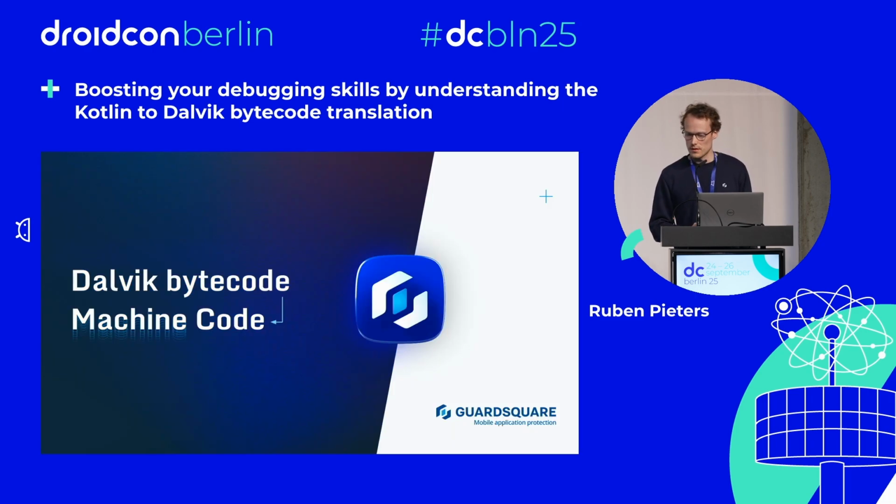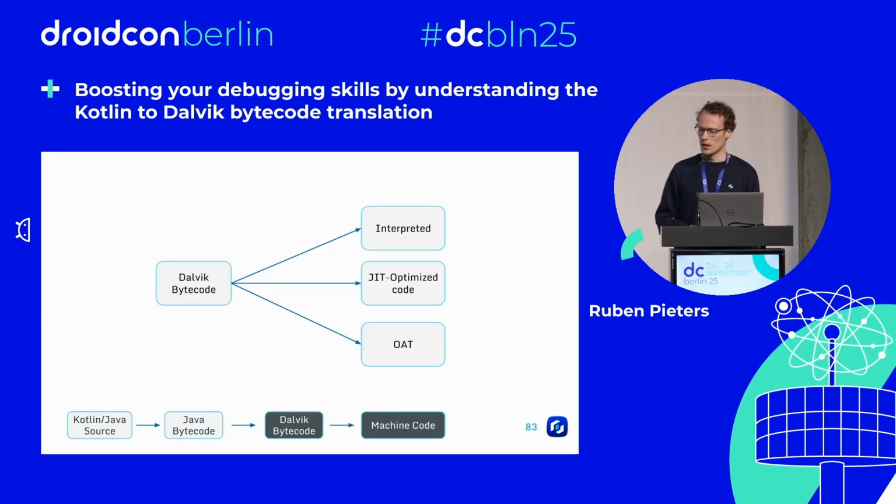Then as the last section, let's go into the Dalvik bytecode to machine code translation a bit more. As I mentioned before, Dalvik bytecode can be run in different ways on your device. The first one is that it's simply interpreted. The device looks at the bytecode instructions, interprets them and runs them as it's seeing them. This is, I guess, the default mode, you could call it. But it's generally also going to be the slowest mode, which is why these other two options exist.